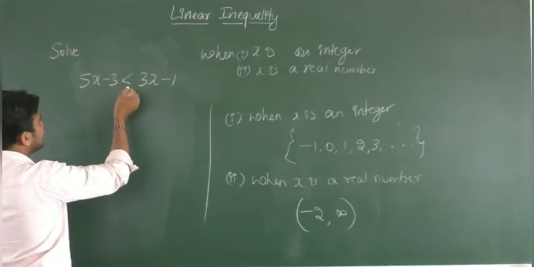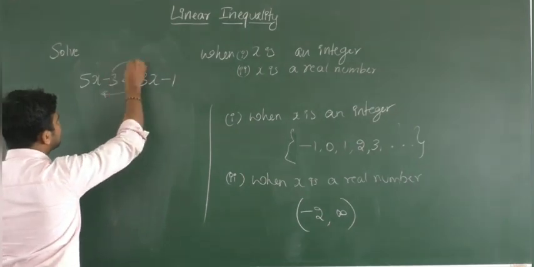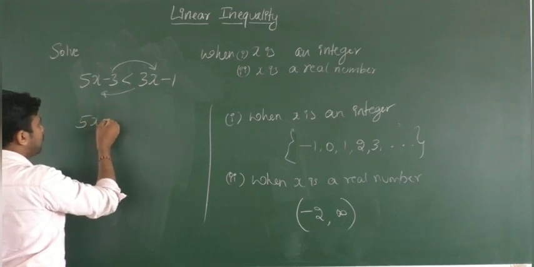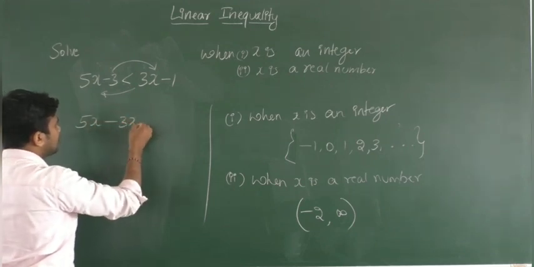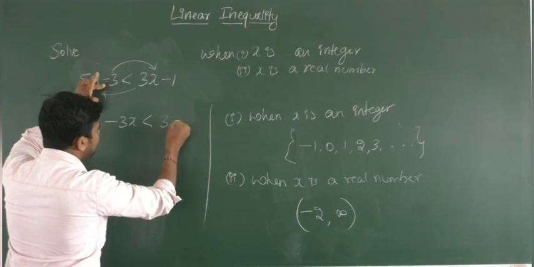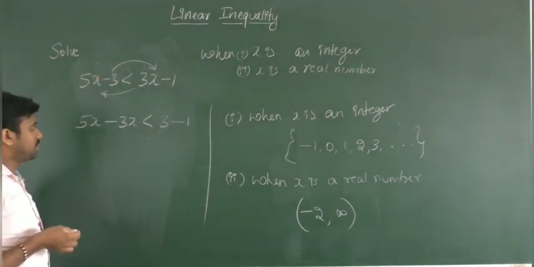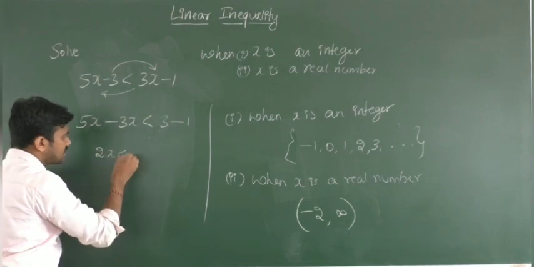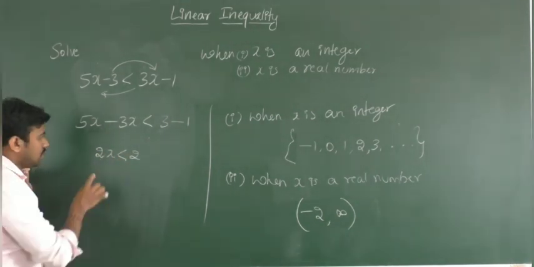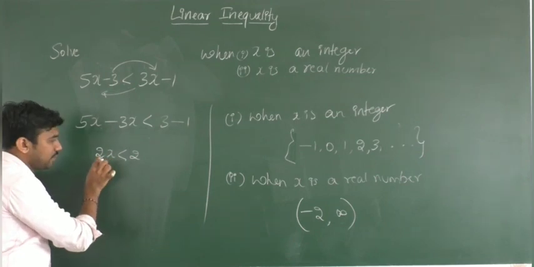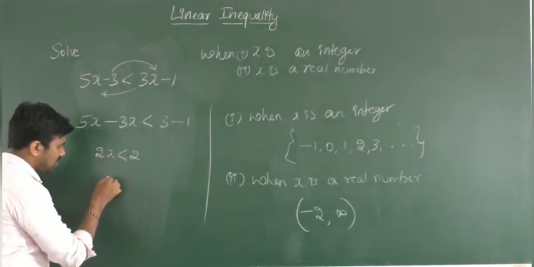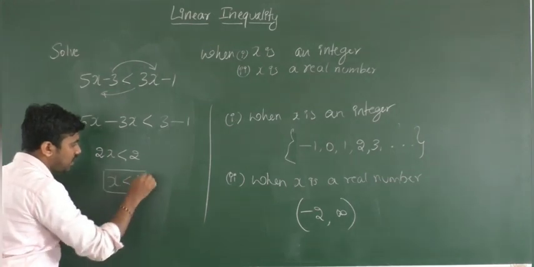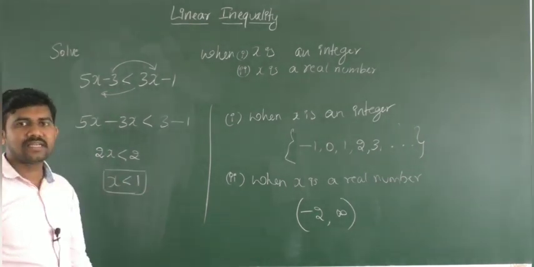Anyway, see here, I'll do it like this. I am just rearranging 3x to this side and minus 3 to that side. Then it becomes 5x minus 3x less than 3 minus 1. Or 5x minus 3x is nothing but 2x less than 2. Now we need x here, so divide by 2 on both sides. So we'll get here x is strictly less than 1.